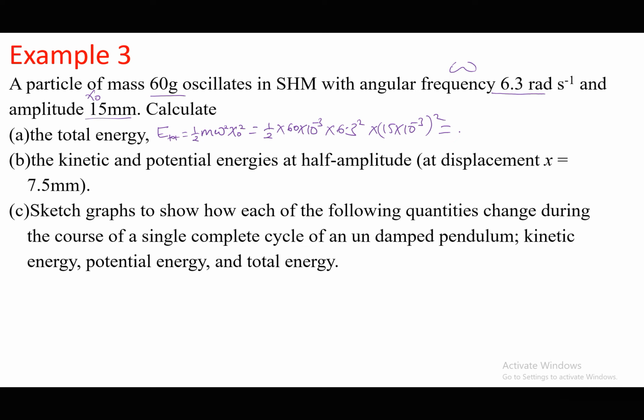0.5 times 60 exponent minus 3, then times 6.3 squared, then times 15 exponent minus 3, but this is squared. So this is 2.7 times 10 to the power of minus 4 joules.